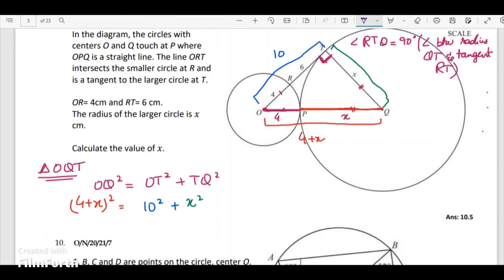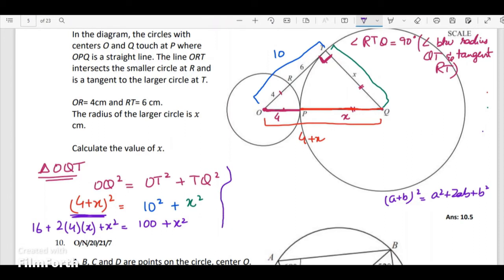So (4 + x) squared, for expanding this bracket, this is (a + b) whole squared form. We are going to use the first identity. If anyone doesn't remember that identity, it was (a + b) whole squared equals a squared plus 2ab plus b squared. So this would be 16, because 4 squared is 16, plus 2 times 4 times x, plus x squared equals 100 plus x squared.